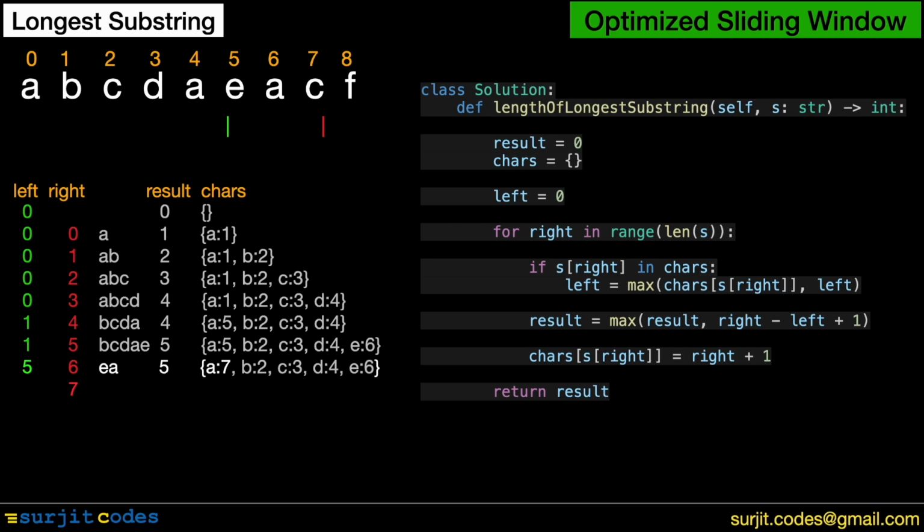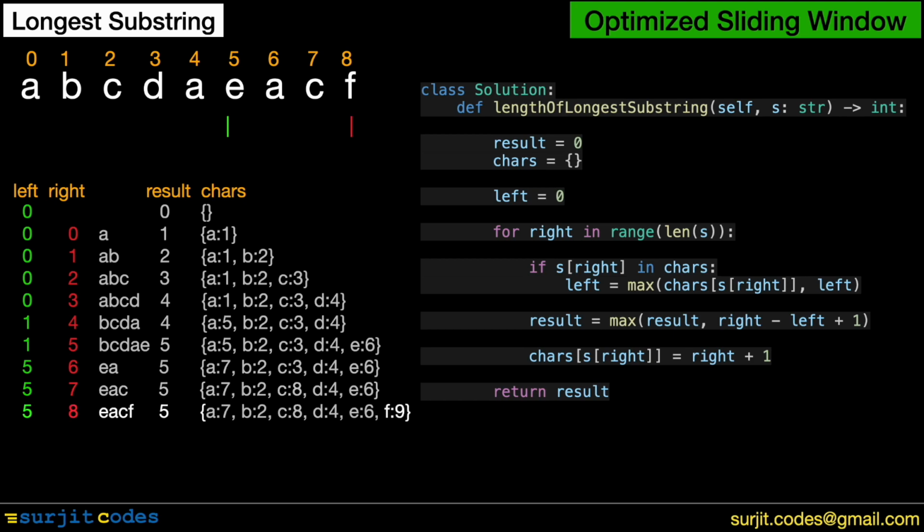In the next iteration, right is at position 7 that has character C. C is present in the dictionary, but its value is 3, which is less than the current value of the pointer left, which is 5. And left cannot go backwards, so its value is left unchanged. The current length of the substring is 3, so the result remains unchanged. And C 8 is stored in the dictionary.